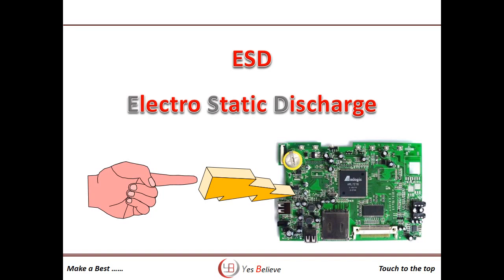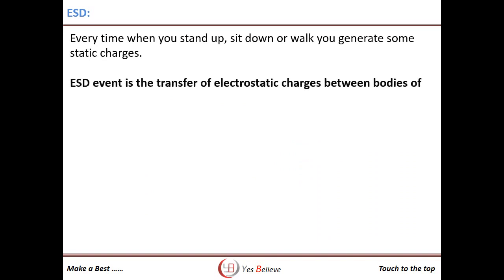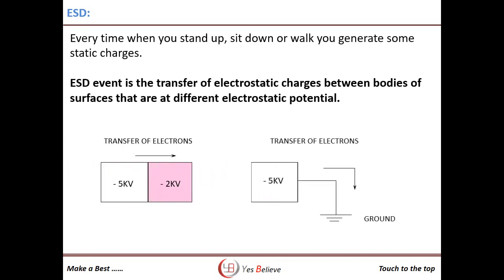In today's video, we have shown the basic requirement for ESD control at your workplace. Let's begin with what is ESD. As explained, ESD full form is electrostatic discharge. Electrostatic discharge is a sudden transfer or discharge of static charge from one object to another object.